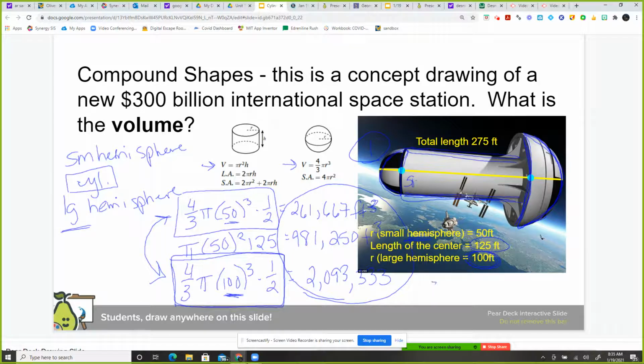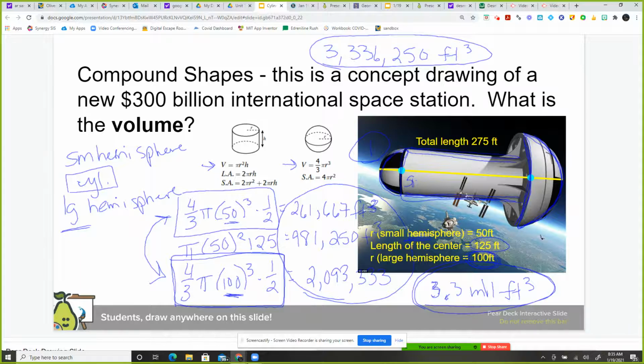is going to give us over 3.3 million cubic feet of volume. That's 3.3 million. Or what I really got in my calculator was 3,336,250 feet cubed. No wonder it's going to cost $300 billion, right?